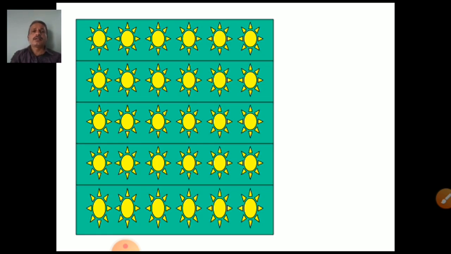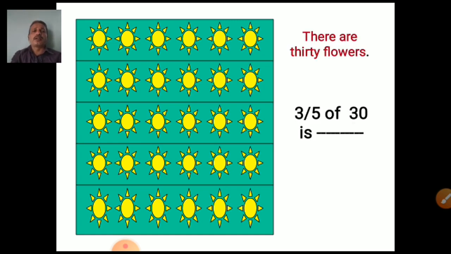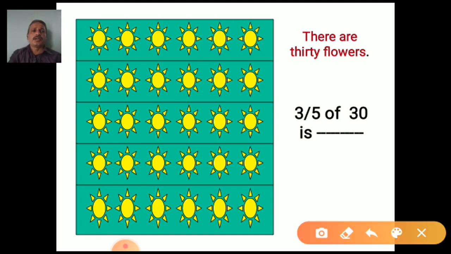Here are the small circles, a group of circles. Can you see there are 30 circles, and out of that we can write 3 upon 5 of 30 is dash. Student, don't be confused. This is showing us 3 upon 5, and 'of' means, beta, you can multiply with 30. You remember this.